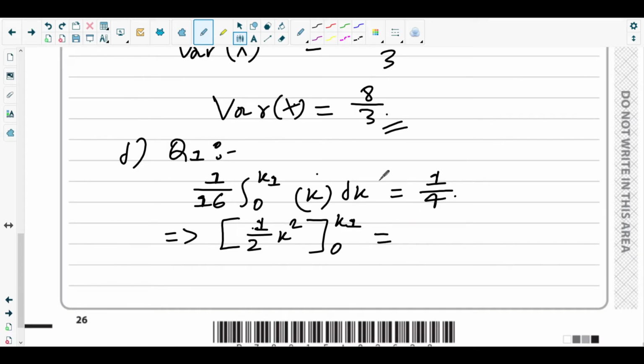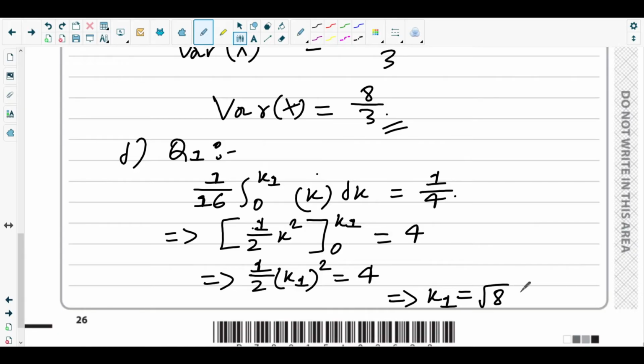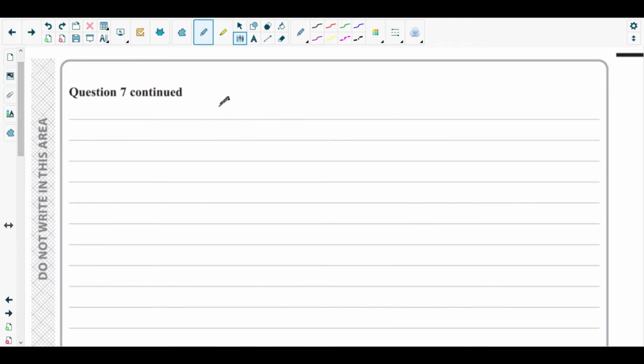So multiply both sides by 16, so you will get 4 here. Now half of x squared, so that would be half of x1 whole squared equals 4. So x1 would be what? 4 times 2, it is 8. So square root of 8. Square root of 8 is basically 2 square root of 2, right? So we got Q1, the lower quartile, Q1 equals 2 square root of 2.